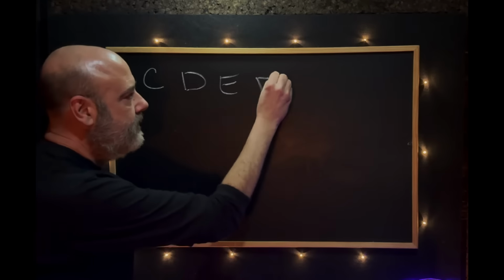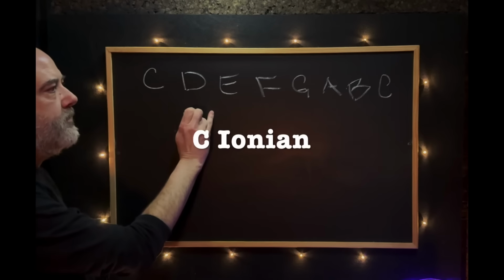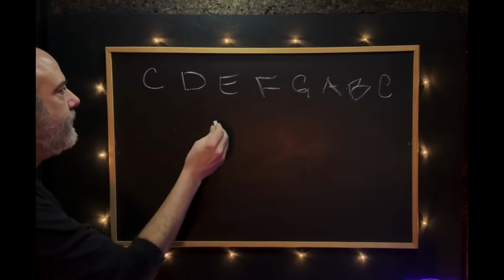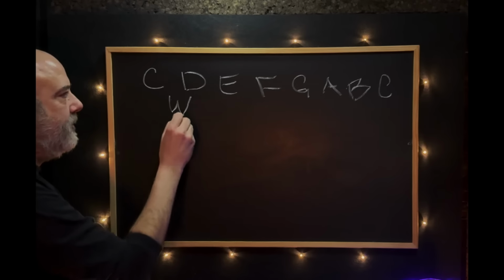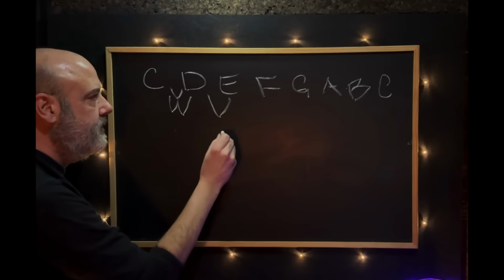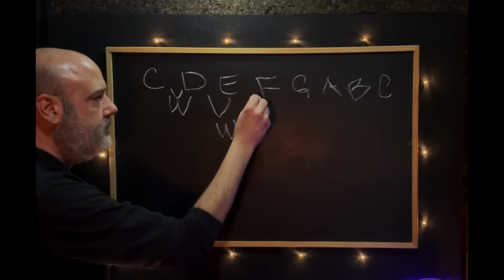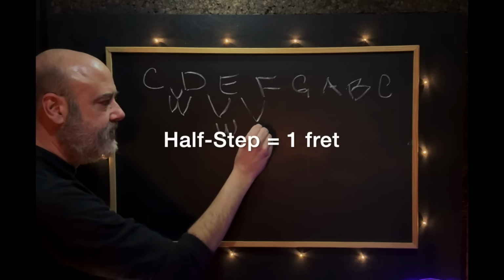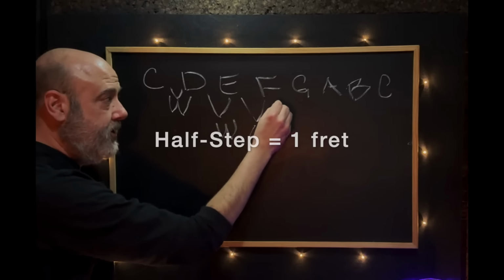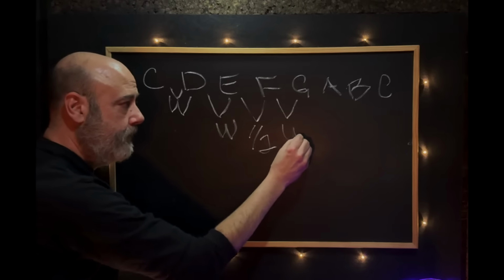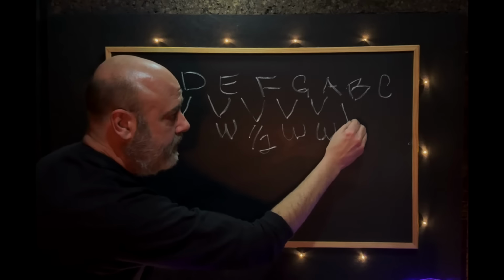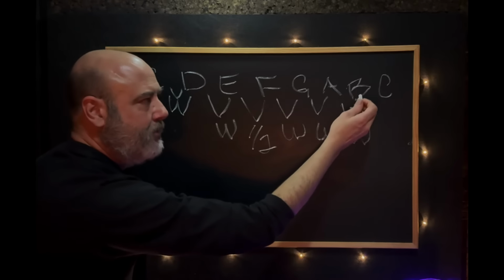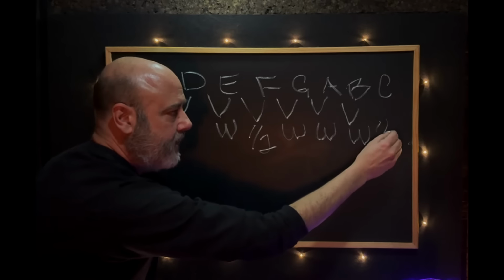Anyway, so here's the C major. The first mode, Ionian, which is just a C major scale, we start off with a whole step right away. C to D is a whole step. D to E is a whole step. E to F is a half step. F to G is a whole step. G to A is a whole step. A to B is a whole step. And B back to C is a half step.